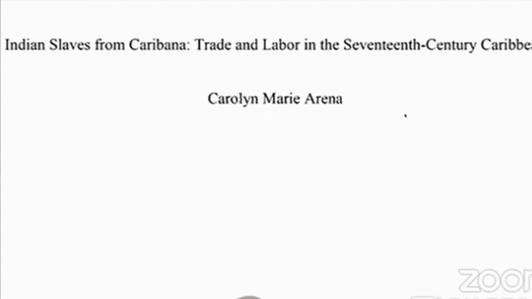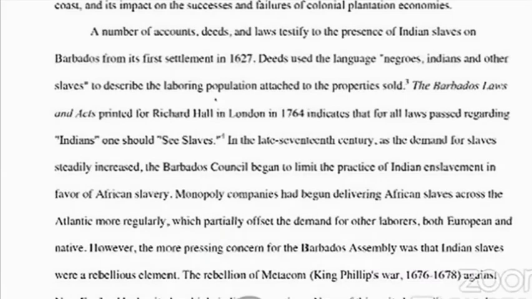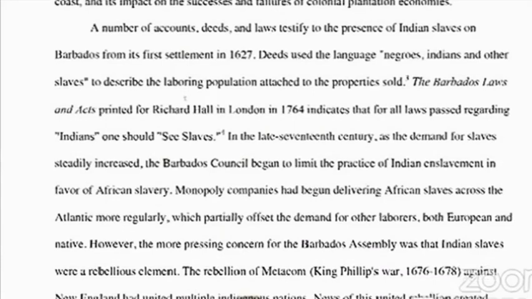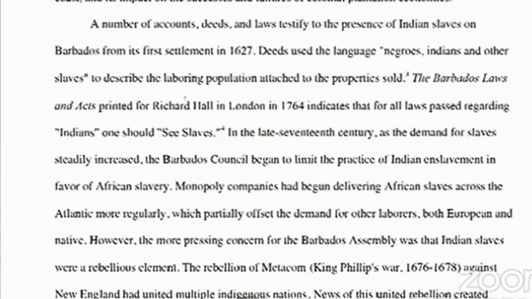Indian slaves from Caribana, trade and labor in the 17th century Caribbean. And it says here, a number of accounts, deeds, and laws testify to the presence of Indian slaves on Barbados from its first settlement in 1627, right from the beginning. These were Indians, it was always Indians. Deeds used the language Negroes, Indians, and other slaves. All right? So these deeds used the same language, right?